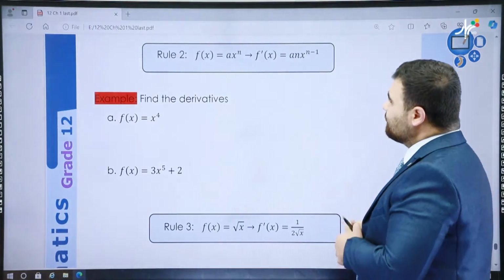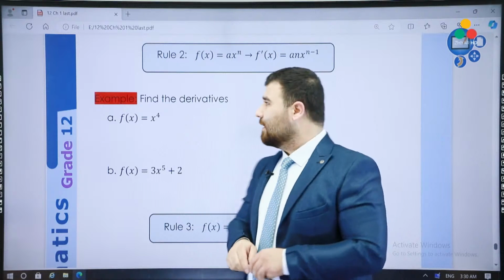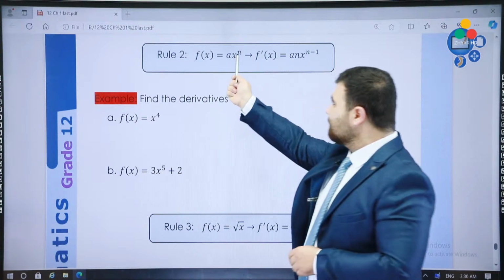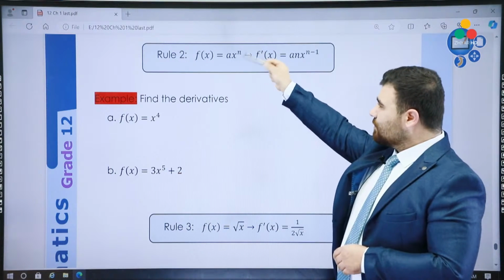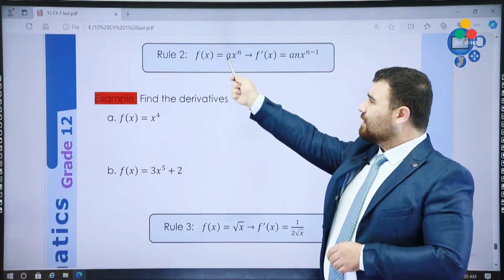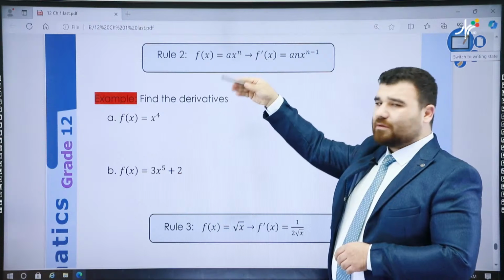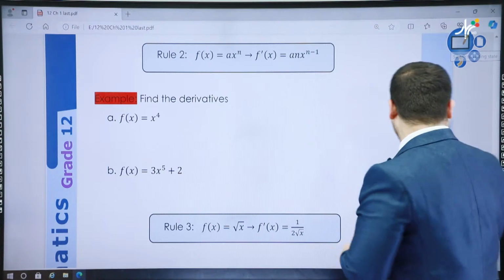Rule number 2 is with x when it has power. If x has power, the power goes to the front, power minus 1. That's the idea. If there is a coefficient in front of x, when the power goes to the front, it will be multiplied. Simple.